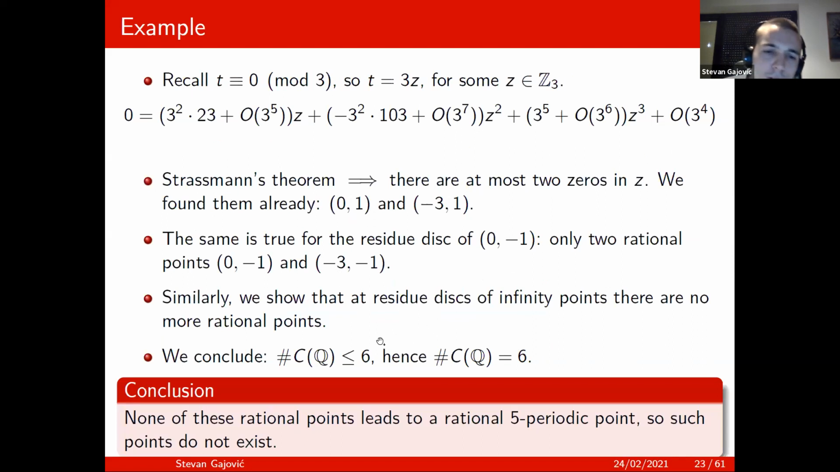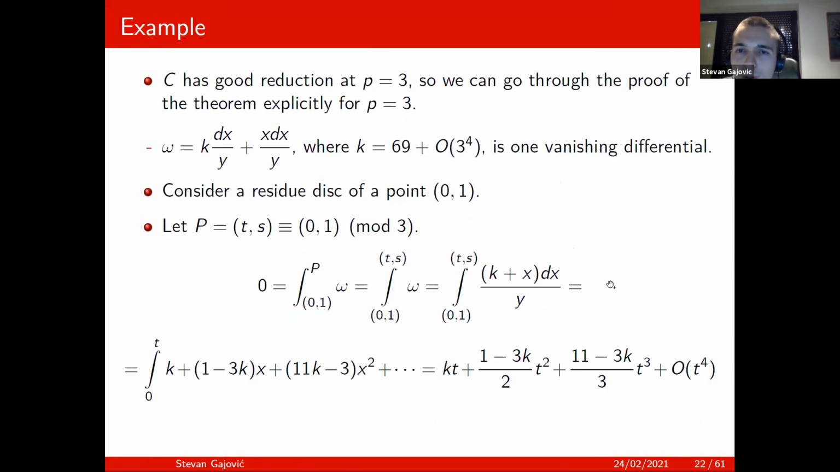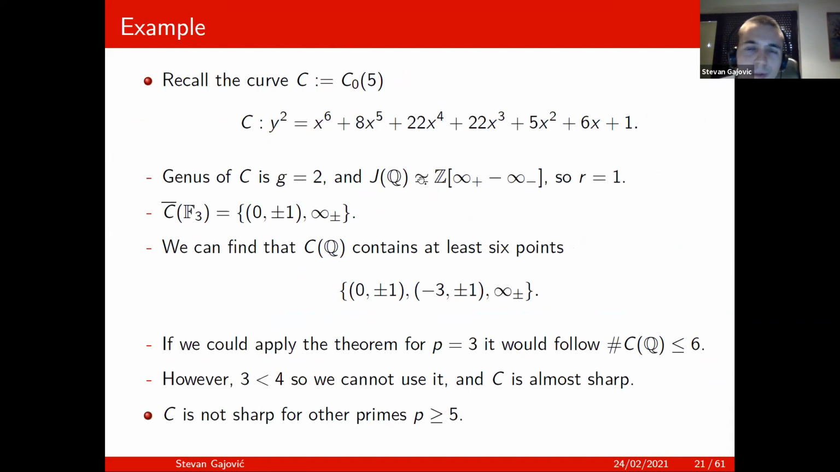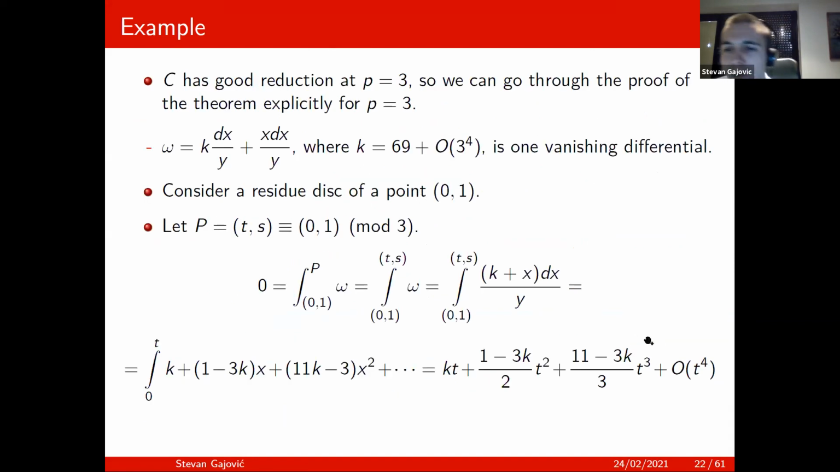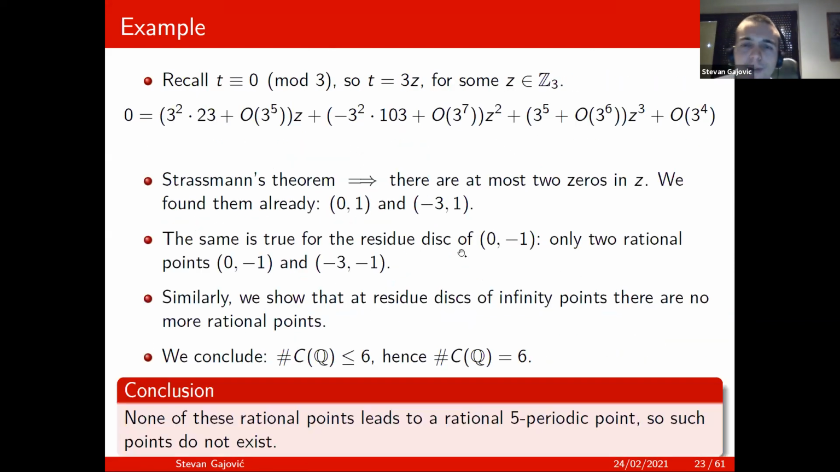And unfortunately, none of them correspond to a 5 rational periodic point, so no such points exist in this case. But this was just a motivation. I hope that the principle of the method of Chabauty and Coleman is a bit clearer with this explicit example. Are there some questions now?